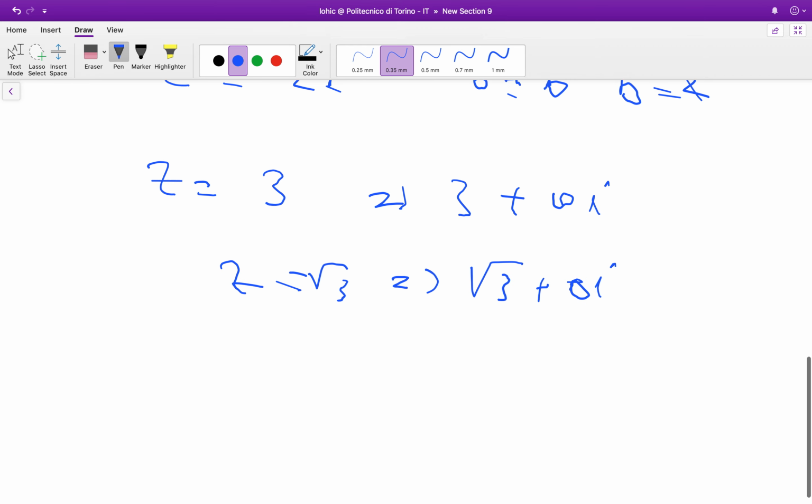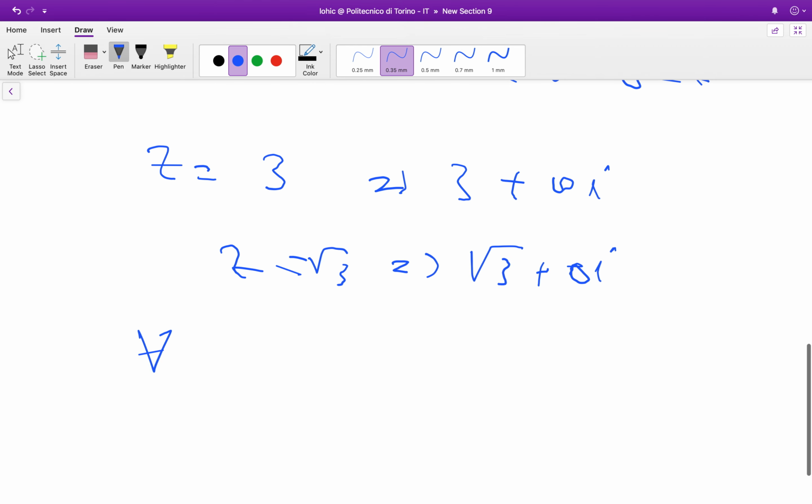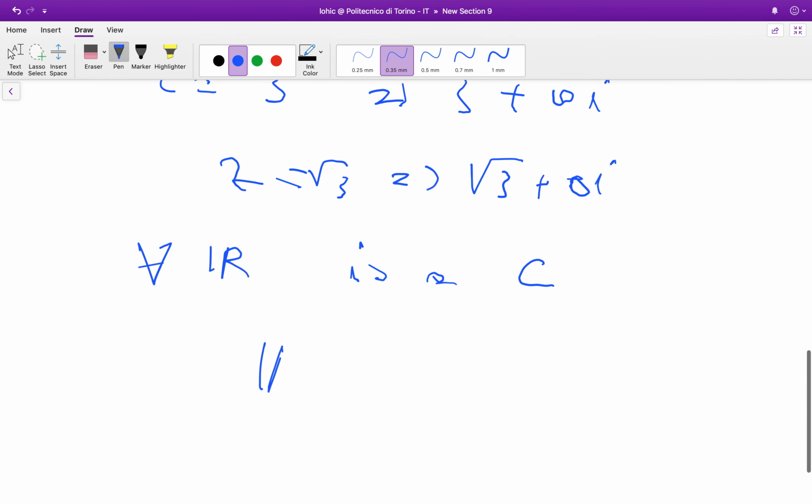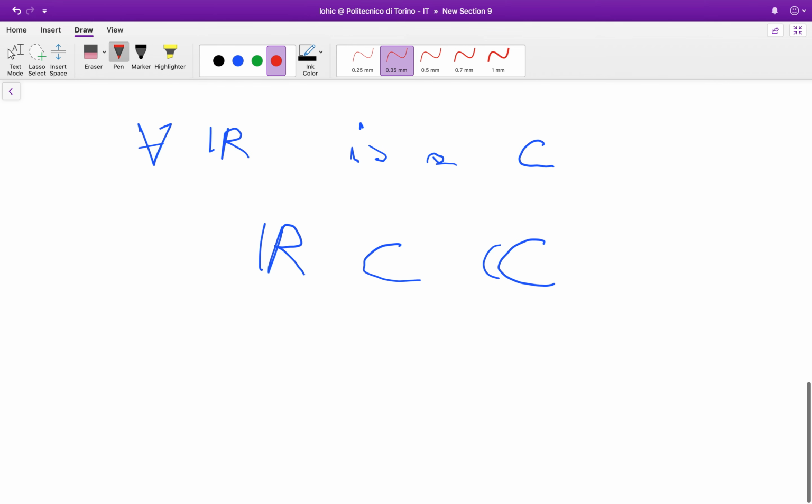What does it mean? It means that any real number is a complex number. We write it like this: we say that the real numbers are included in the set of complex numbers. Is that clear? Any real number is a complex number. Nice. So I hope I convinced you that the set C is bigger than the set R, right?